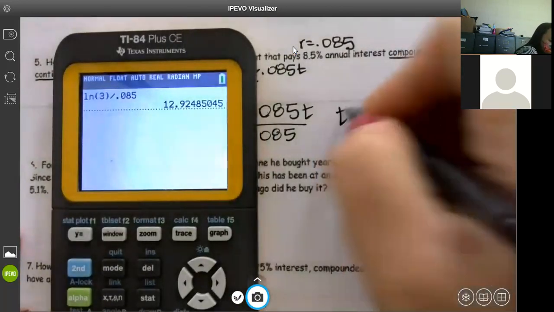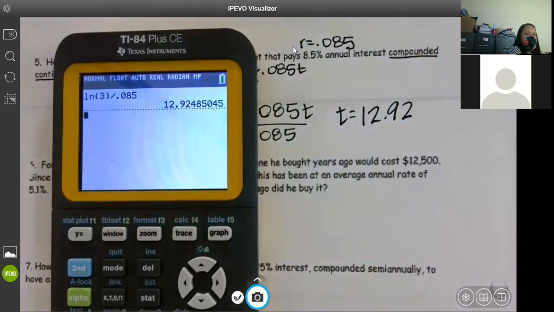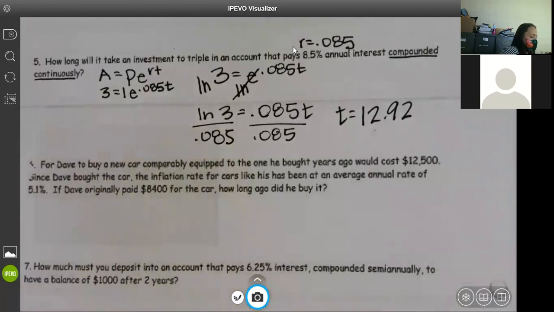And it gives me what? Time is 12.92. You can put the 4 on there. I don't care. You can put 5, whatever. How long will it take an investment to triple? Compounded continuously, 12.92, or approximately 13 years. That's it. Okay, so there's where your applications of logs come in. We made it a natural log problem. All right, look at your next one.